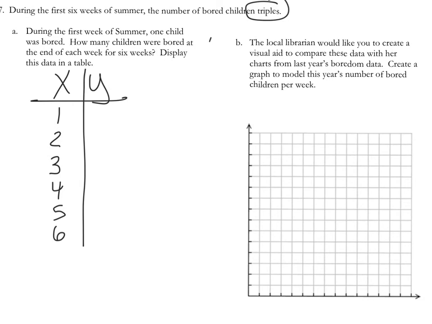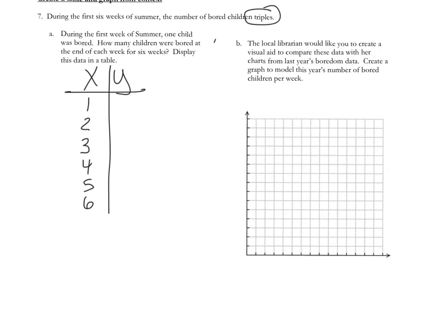All right, so we're going to label the bottom here weeks. And then on our range, we're going to have the number of bored children.